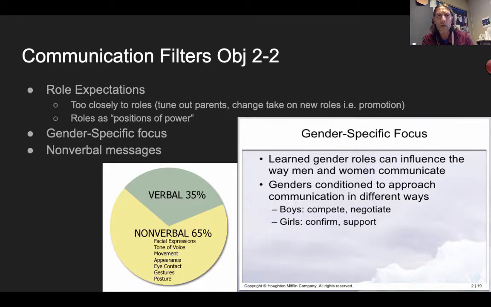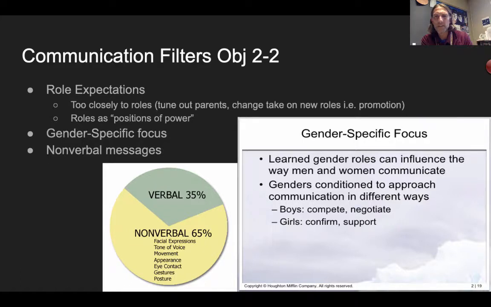The other thing that can get in the way is if someone changes roles. So, for example, in the world of work, if one of your coworkers becomes your boss, sometimes that begins to hinder our communication because we no longer see them as our coworker. We see them as our boss, and we associate that role with being a boss more so than our former coworker. The other thing is roles as positions of power is going to really impact the fact that maybe we view a principal as being in a position of power, therefore we aren't going to communicate with them because we don't feel like maybe they'll listen to us.